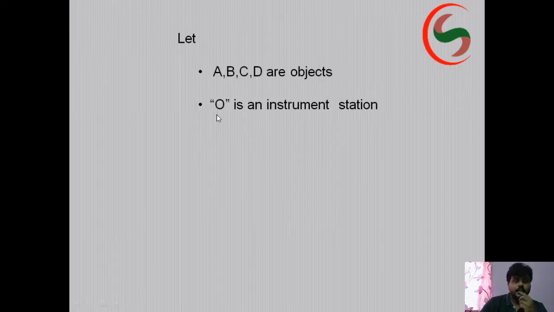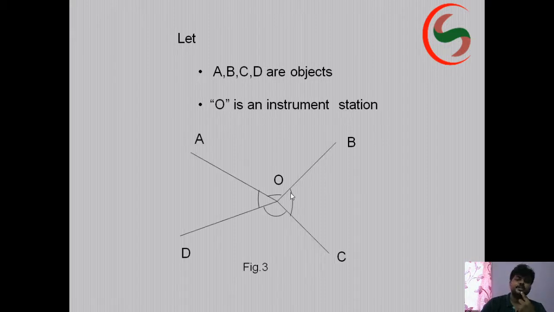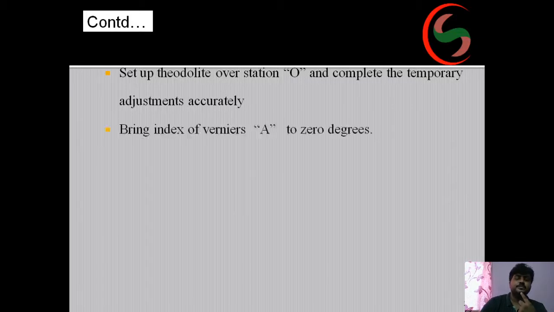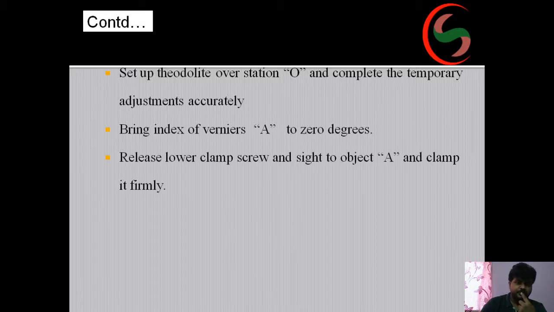See, let A, B, C, D be objects and O the instrument station. This is the condition. Now set up the theodolite over station O. As I said, complete all the temporary adjustments accurately. This is common for any type of instrument, leveling instrument or theodolite. First the setup is to be done. Next, bring the index of vernier A to 0 degrees, that is vernier A should coincide with the main scale reading 0, then release the lower clamp screw and sight to object A and clamp it firmly.